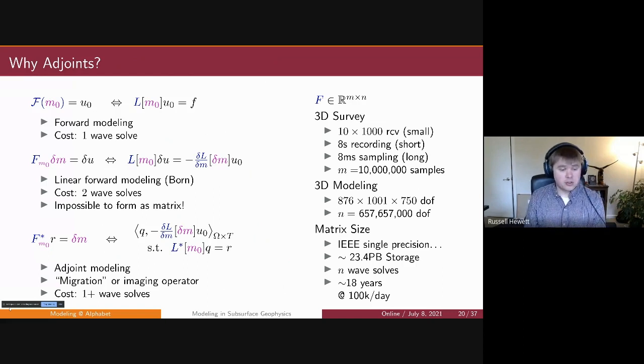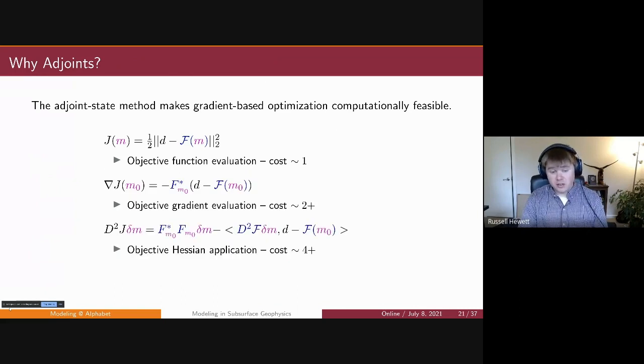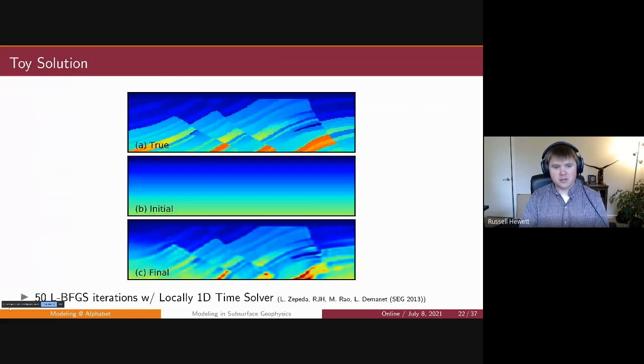So my forward modeling is 1 solve, and then I can do my adjoint modeling with essentially 2 plus solves. So 2 versus 108,000 times 100,000 times 18 years. Obviously, the adjoint state method is going to be preferred here because it makes this optimization feasible. It means I can evaluate my objective at a cost of 1, I can evaluate my gradients at a cost of roughly 2, and if I wanted to, I could even evaluate the action of the second derivative matrix, the Hessian, at a cost of roughly 4 times the cost of evaluating the main objective.